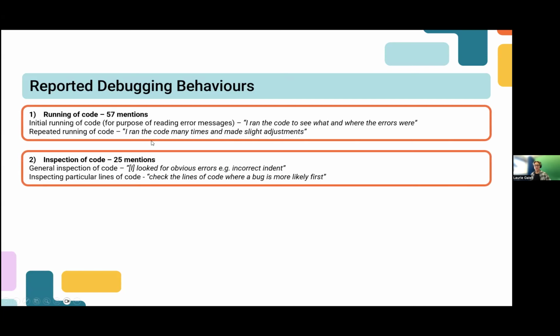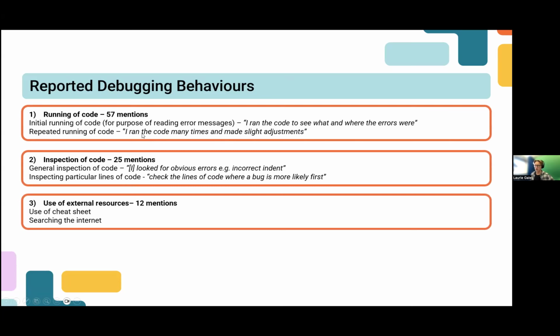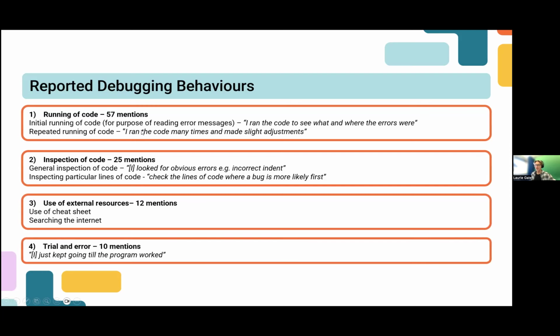Some students mentioned more deliberate inspection or comprehending of the code, perhaps where a bug is more likely. And then some students also mentioned using external resources. I think it's great students search the internet for debugging advice. I do the same. And then some students mentioned this ineffective strategy of trial and error, or as I call it, tinkering, which we've seen.